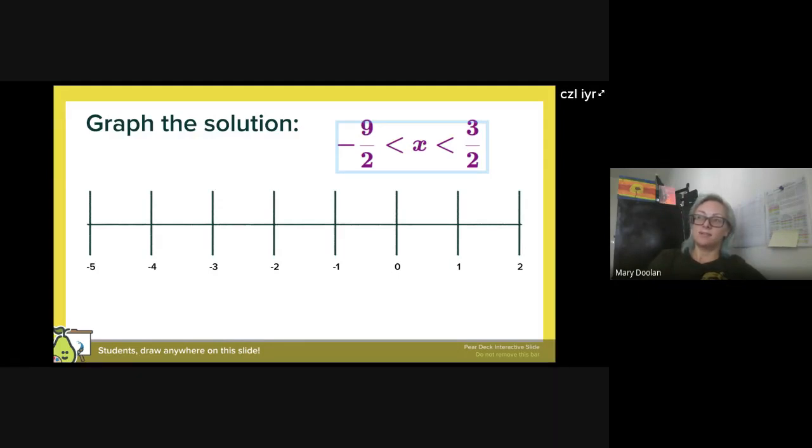And because it's a less than symbol, you're going to put an open circle. I'm not exactly sure if Pear Deck gives you an open circle tool, but that does give you the drawing tool, so you can draw an open circle. And then you're going to find out where 3/2 is. What is that equivalent to? And again, because it's less than, you're going to put an open circle.